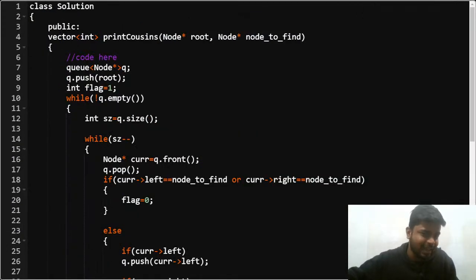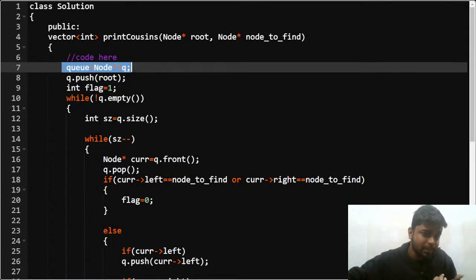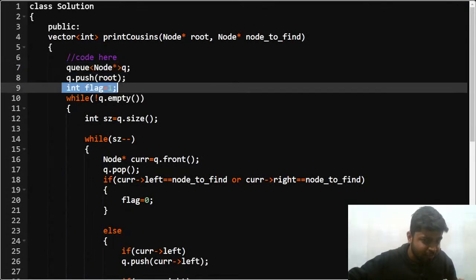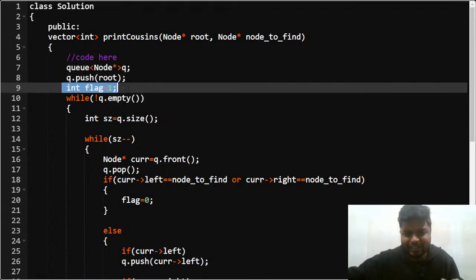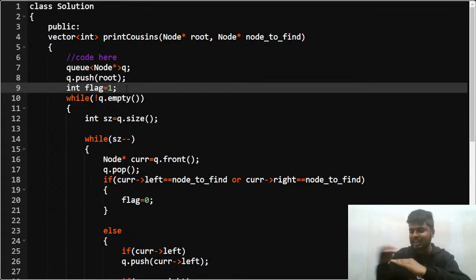What I will be doing is, first of all, declaring a queue, then I'll be having a root. I'll mark my int flag as 1. That I'll explain to you, don't worry about the flag currently. The flag means that we have reached the level at which the node for which we want to find the cousins exists.